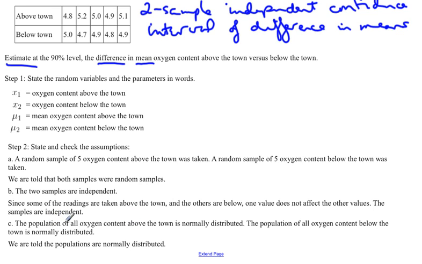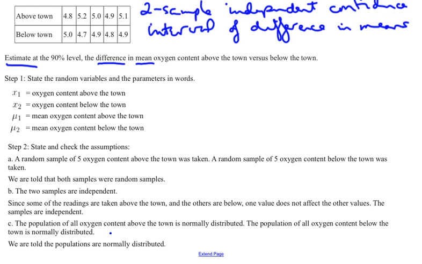And then the last assumption in a two-sample independent is that both populations of the random variables are normally distributed. So the population of all oxygen content above the town is normally distributed, and the population of all oxygen content below the town is normally distributed. Normally you would go through the assessments of normality, such as the normal probability plot or normal quantile plot, the histogram, and the number of outliers, and you would do that for each sample. But we were actually told in this problem that the populations are normally distributed. So we don't need to worry about it in this case, but in most cases that's what you would do.